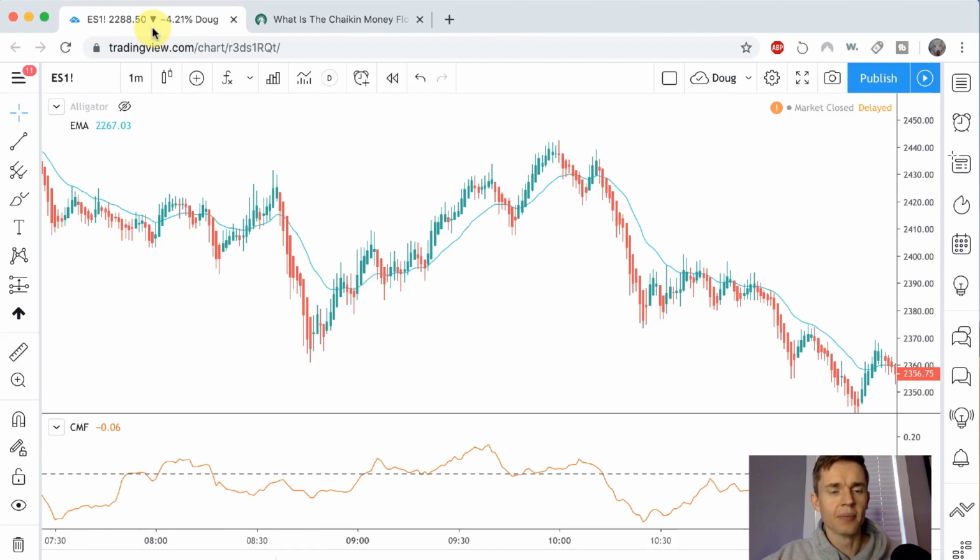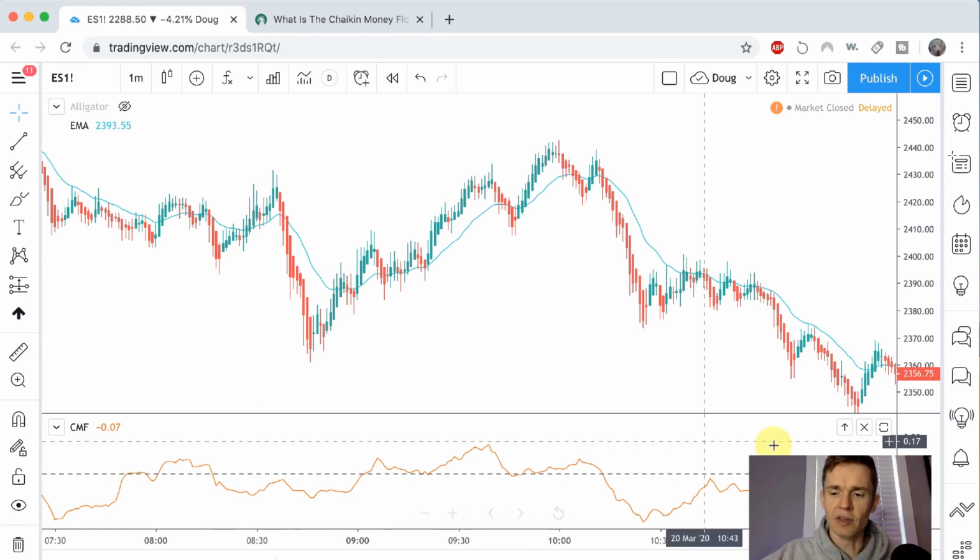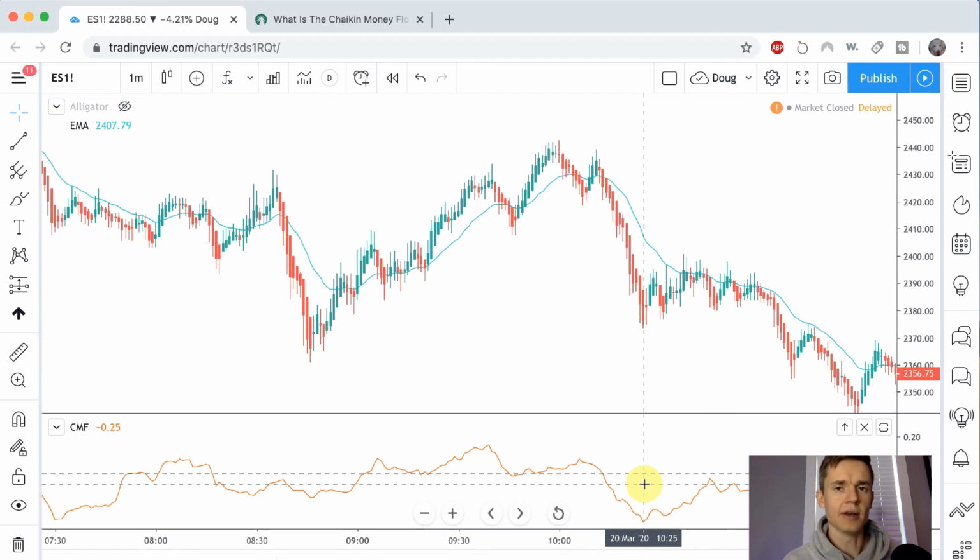So you've got the Chaikin Money Flow down here. This is on TradingView. NinjaTrader has it. It's very common. Most platforms will probably have this indicator. And the basics is it'll have a zero line, and you can see that here. And if the flow is above the zero line, you're looking bullish. And if the flow is below the zero line, you're looking bearish. You're looking for shorts. All right.